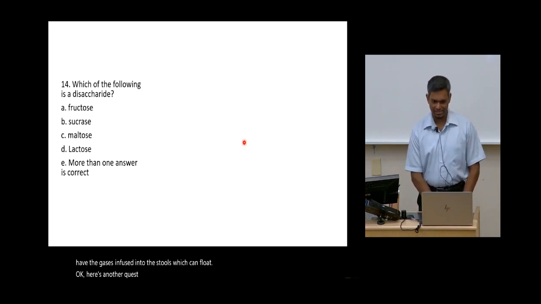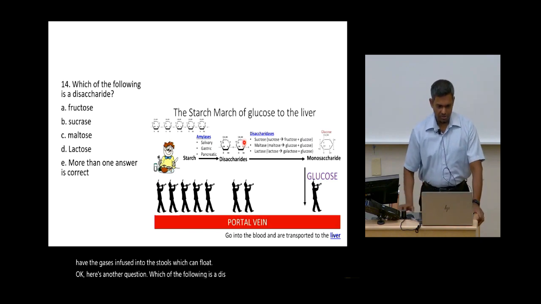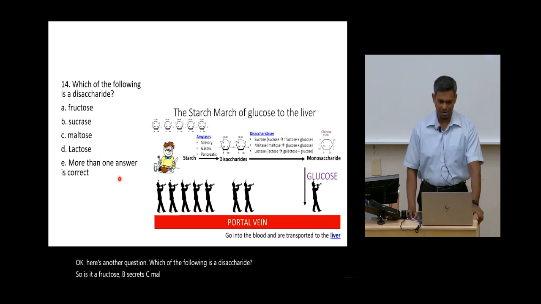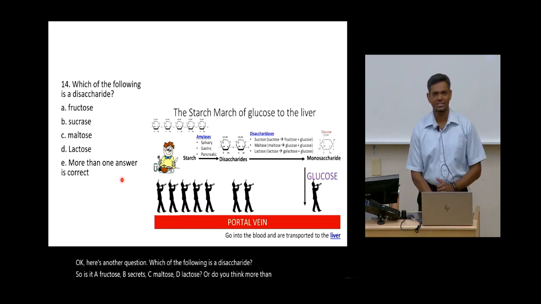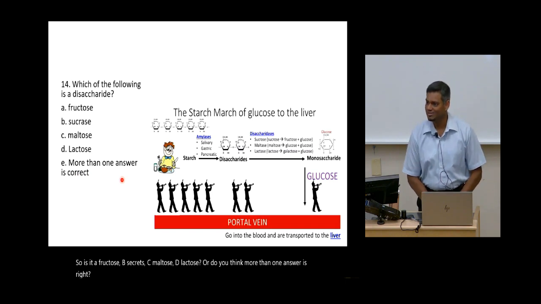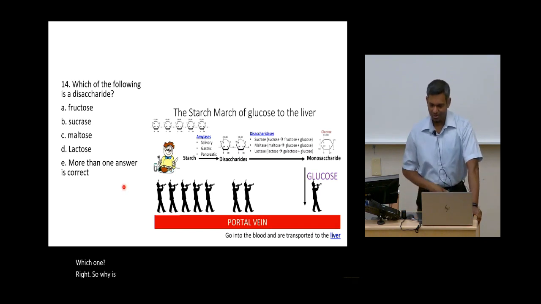Okay, here's another question. Which of the following is a disaccharide? So is it A, fructose, B, sucrase, C, maltose, D, lactose, or do you think more than one answer is right? Which one? E, right? So why is E the right answer? What are the disaccharides?